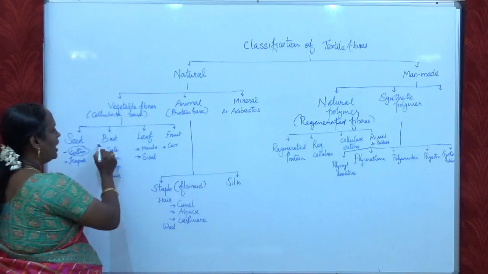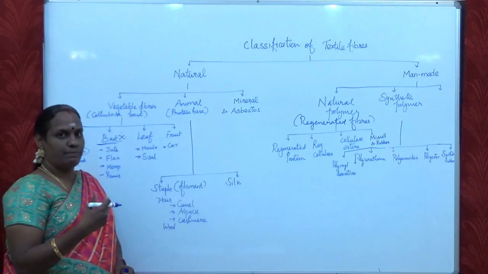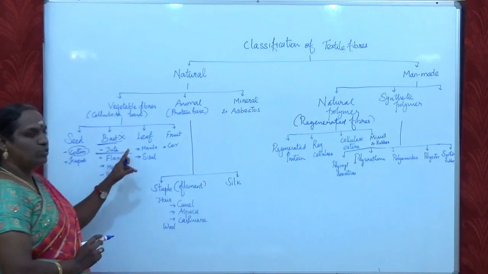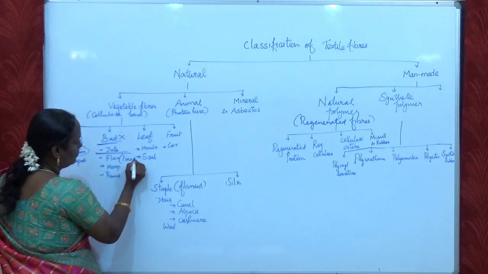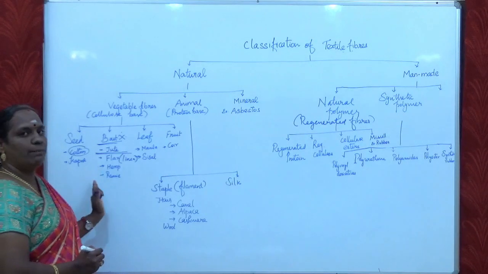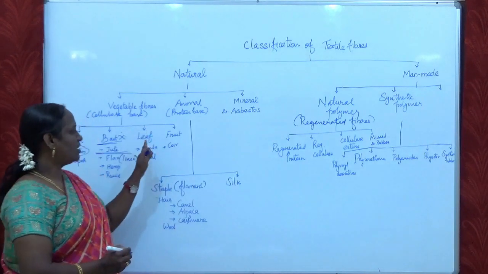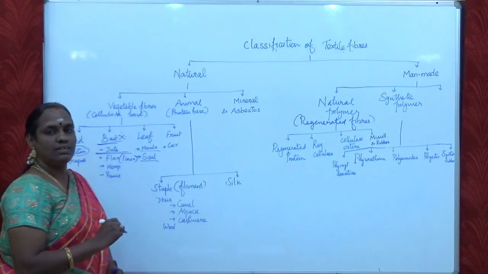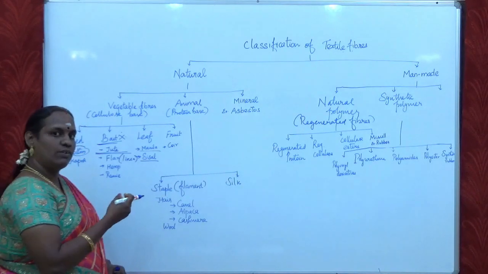And bast fibers, I have told you, are obtained from the stem of the plant. The most used bast fiber is jute, and the next one is flax. Another name for flax is linen. Other, less used bast fibers are hemp and ramie. For leaf fiber, the fibers are extracted from the leaf. The examples are manila fiber and sisal fiber. And for fruit fiber, coir is an example.